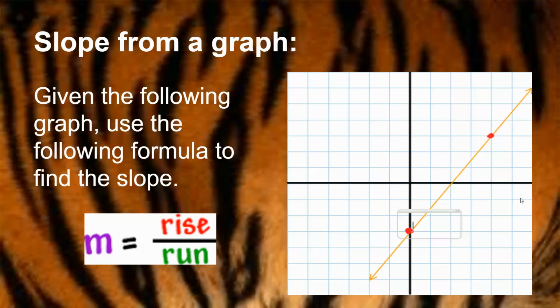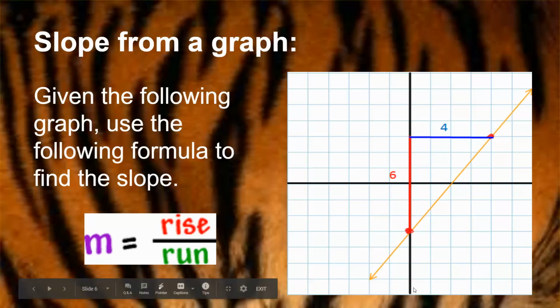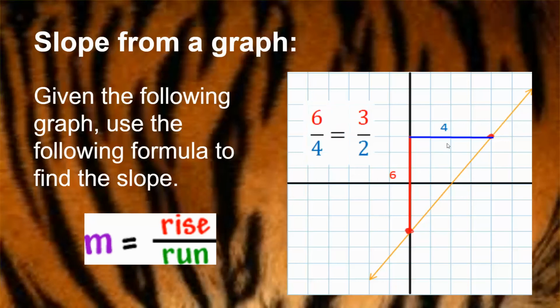Now, once I'm there, I'm going to go ahead and go up, because I start at the far left, so I go up 6 and I go to the right 4. So I always go up or down first, and then I go to the right. Well, my slope would be 6 over 4, which I have to reduce to 3 over 2.